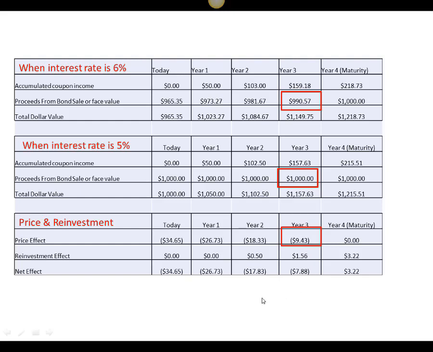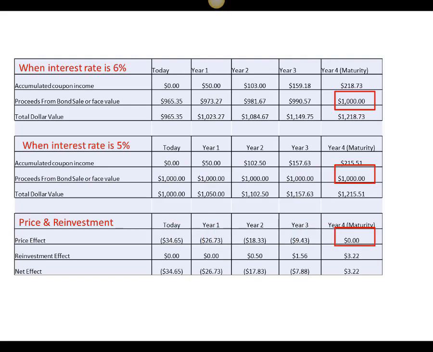All right, so let's say we hold the bond till maturity. Total interest earned from reinvesting the coupons when the interest rate is 6% is $218.73. It's $215.51 if the interest rate had not changed and stayed at 5%. So we've gained an additional $3.22 in interest income. Now, notice the price effect. At maturity, bonds always sell at par value, or for their face value. That's independent of what the interest rate is. So we have no price effect.